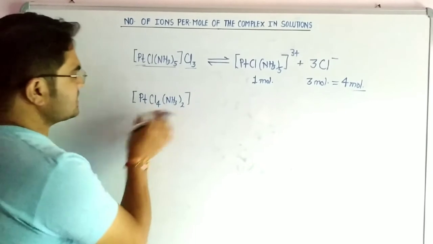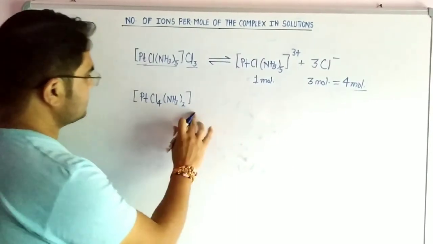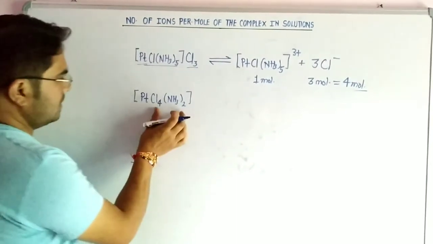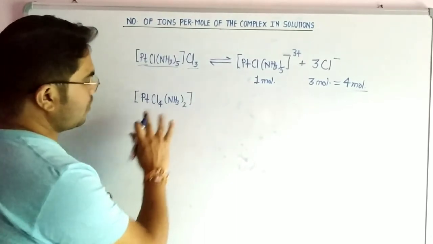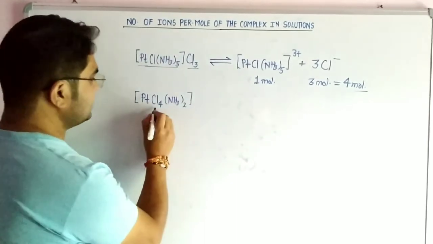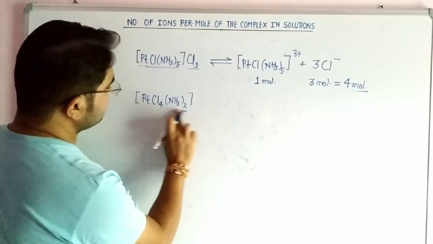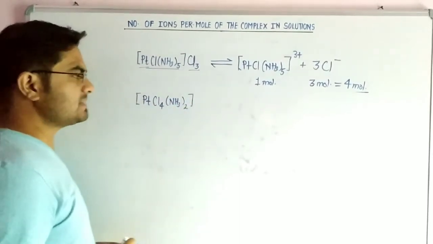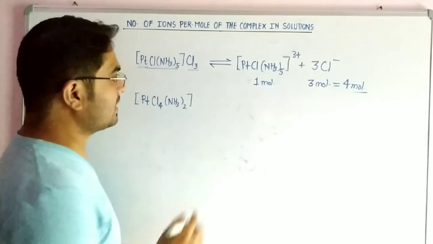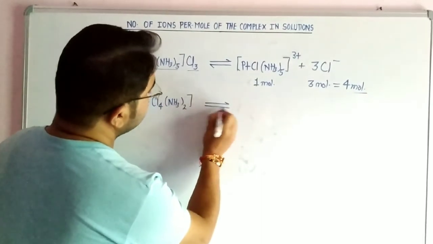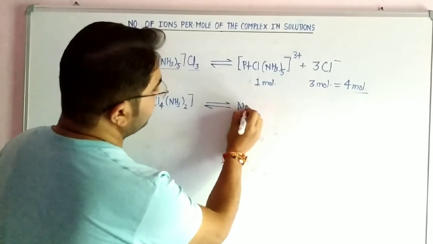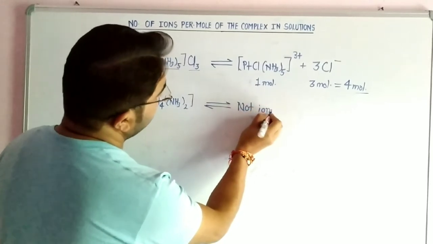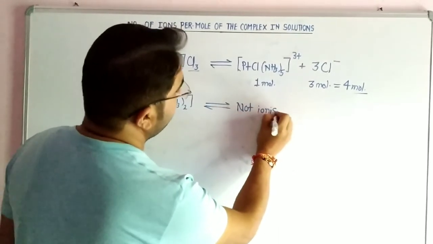Now finally, in this complex, I have written the species in the coordination sphere only, Cl4(NH3)2, coordination number 4, and there is no species present in the ionization sphere. That's why this complex does not ionize, it is not ionized.